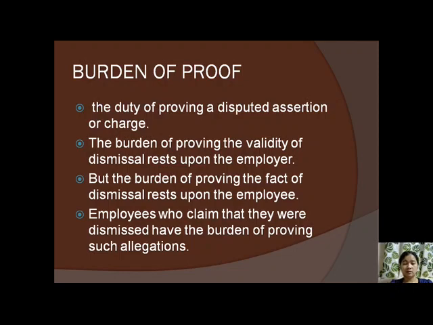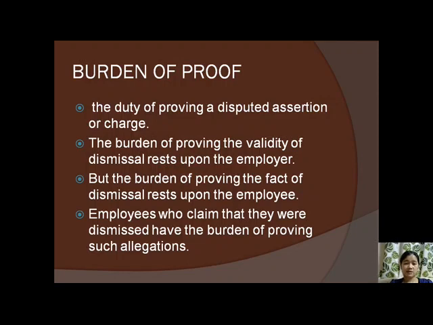And how are you going to prove that the dismissal is valid? Number one is the cause must fall under the substantive due process, and of course you follow the procedural due process, and you have all the evidence to prove the validity of such dismissal, no?